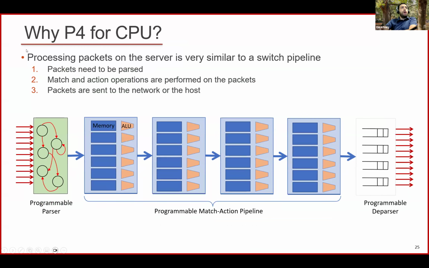So why P4 for CPU? We said that the packet processing on the server is very similar to a switch pipeline. So you receive the packet, it must be parsed. You need to do some matching and then perform actions on the packet. And then the packet is sent to the network or sent to the host if it is on the NIC.